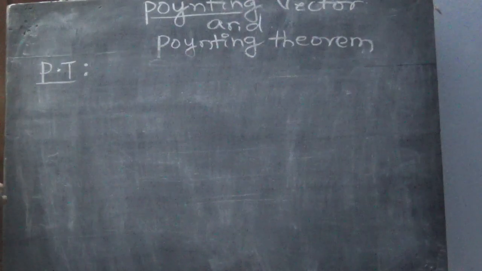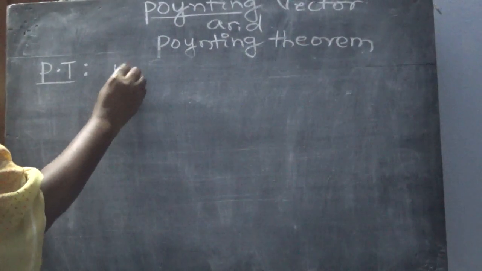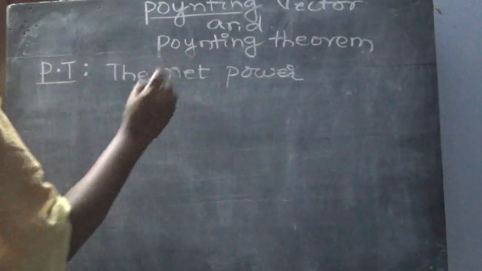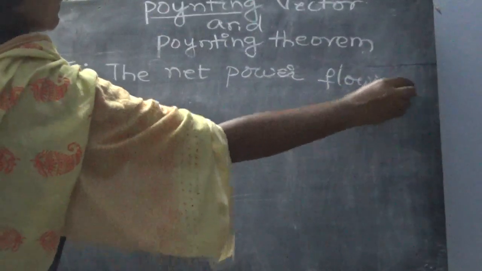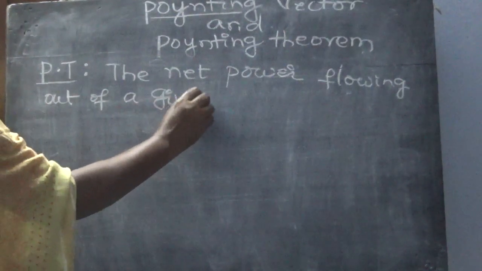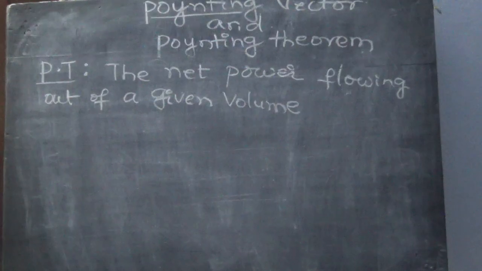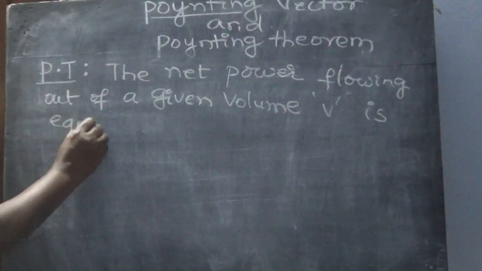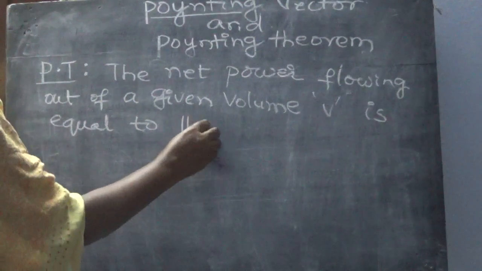So Poynting theorem defines that the net power flowing out of a given volume V, please write it, note it. Net power flowing out of a given volume V, small v, is equal to the time rate of, you should write as it is.